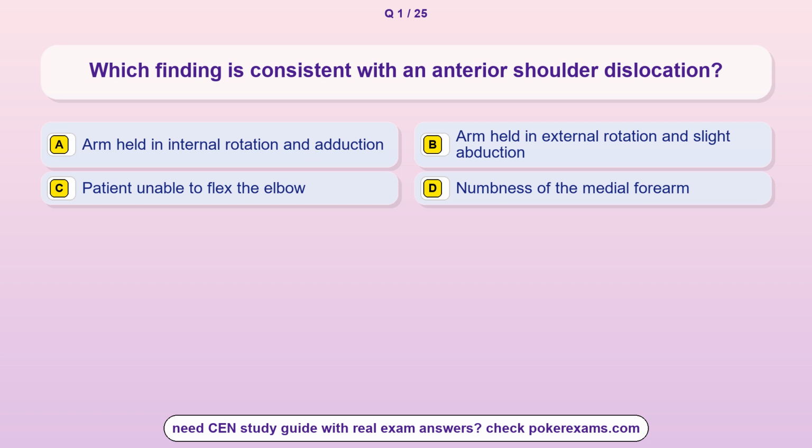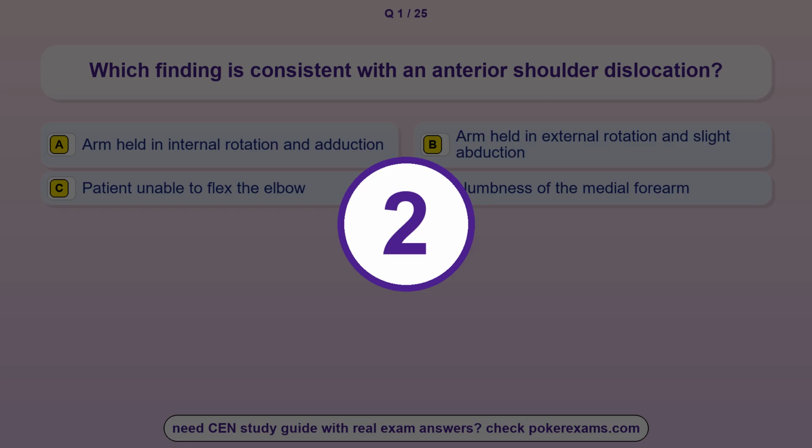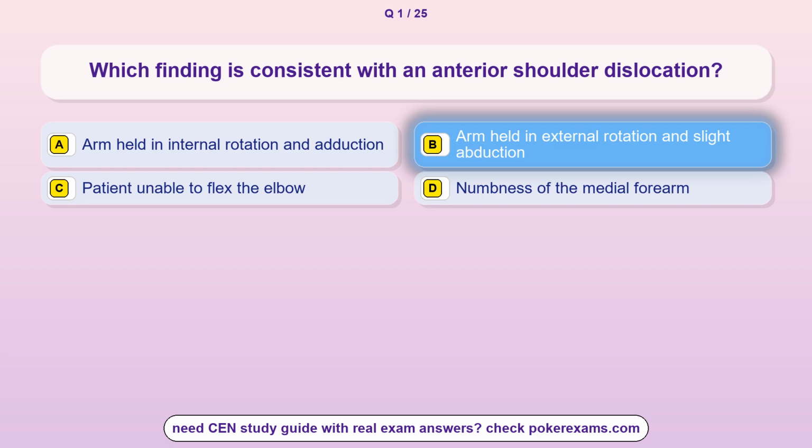Question 1. Which finding is consistent with an anterior shoulder dislocation? Option A. Arm held in internal rotation and adduction. Option B. Arm held in external rotation and slight abduction. Option C. Patient unable to flex the elbow. Option D. Numbness of the medial forearm. The correct answer is option B. Arm held in external rotation and slight abduction.